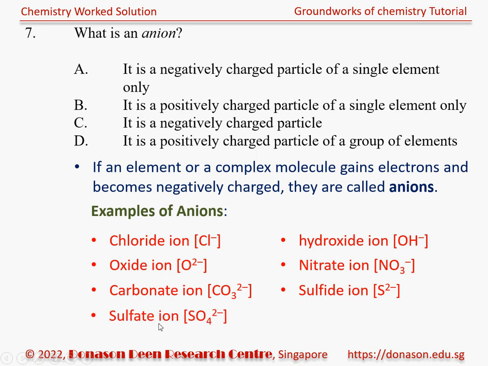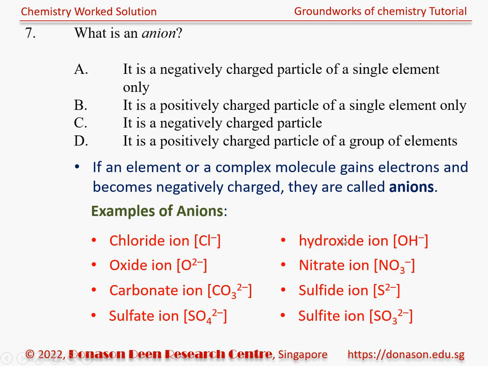Or you can have sulfate ion. Sulfate ion is a complex ion, 1 sulfur atom bonded to 4 oxygen atoms to form sulfate, and of course this has gained 2 electrons. It carries a charge of -2. So it is also another example of an anion. And also we can have a sulfite ion with 1 sulfur atom bonded with 3 oxygen atoms and carrying a net charge of 2 minus.